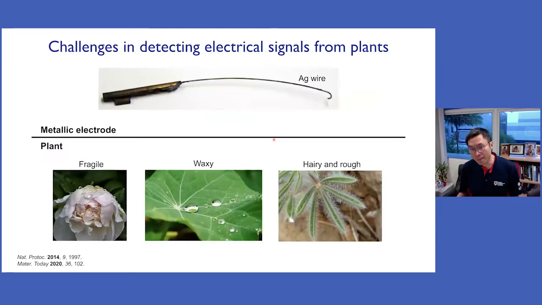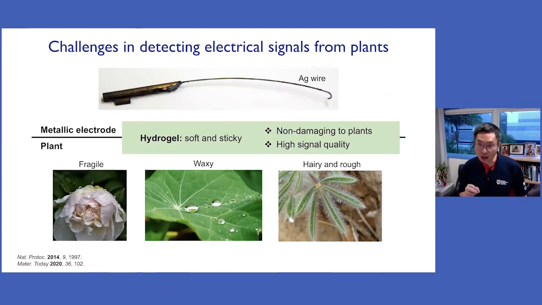And in this field, people typically use electrodes like silver wire electrodes. This is invasive and also easy to destroy the plants. The signal quality is not very good. And also because plants have different kinds of structure, could be waxy, could be hairy, rough, and also fragile. So that's why we developed this kind of conformal electrodes for plant monitoring.